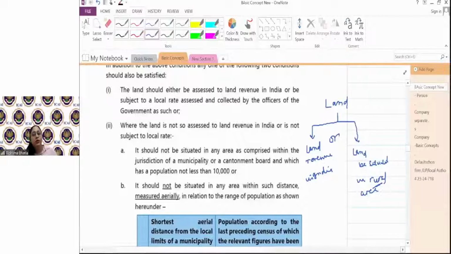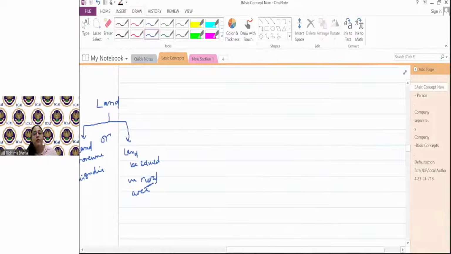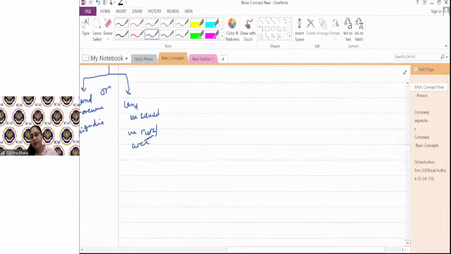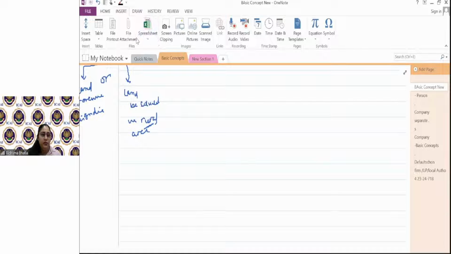So land situated in rural area means a land which is not situated in urban area. So you have to classify what an urban area is. If a land is situated in urban area, then it is equivalent to it not situated in rural area. So simply take an image in mind. Let me insert some shapes to make you understand.